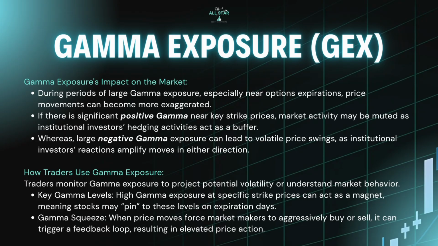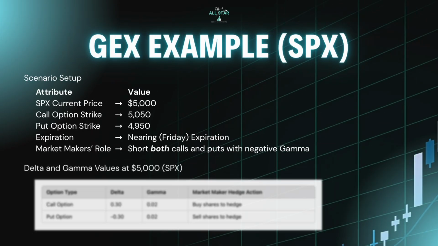All right, so now that we have this understanding, let's break down a gamma exposure example using SPX to see a realistic way that this typically plays out. Okay, so for this scenario setup, we're going to say that SPX current price is $5,000. We'll set the call option strike to $5,050 and the put option strike to $4,950. We'll also say that it's nearing the expiration for a Friday.